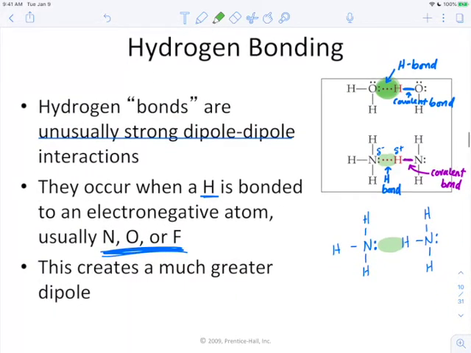All right, so what's going on is we have a much greater dipole. In other words, we have a much greater positive and negative on these molecules, and so their electrostatic attraction is just greater. It's not as great as an ionic compound, but it's much greater than your typical dipole-dipole.